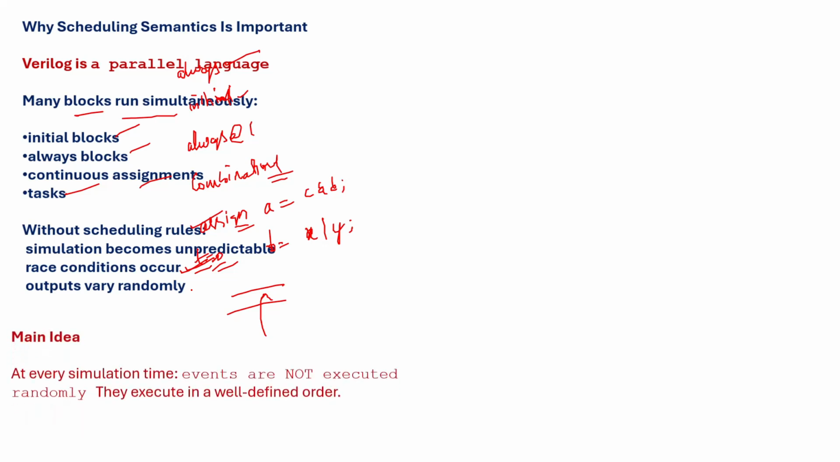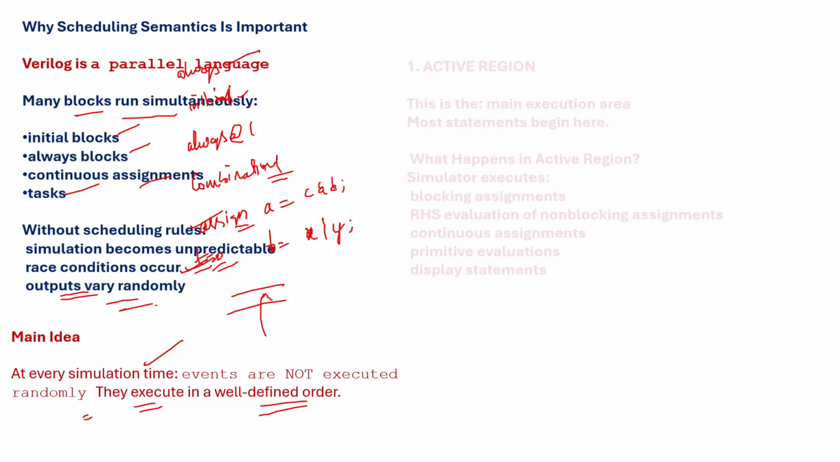See, every simulation time, events are not executed randomly; they execute in a well-defined order. That is the main idea behind this. We are studying this scheduling because the outputs may vary randomly. Inputs are also executing randomly, so there is no idea who is coming first, who is coming last. That is the reason we need to execute all the statements in a well-defined order, so we go for this scheduling.